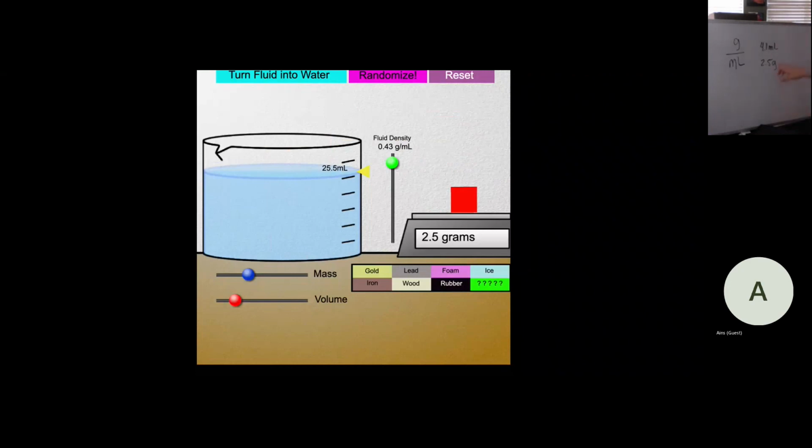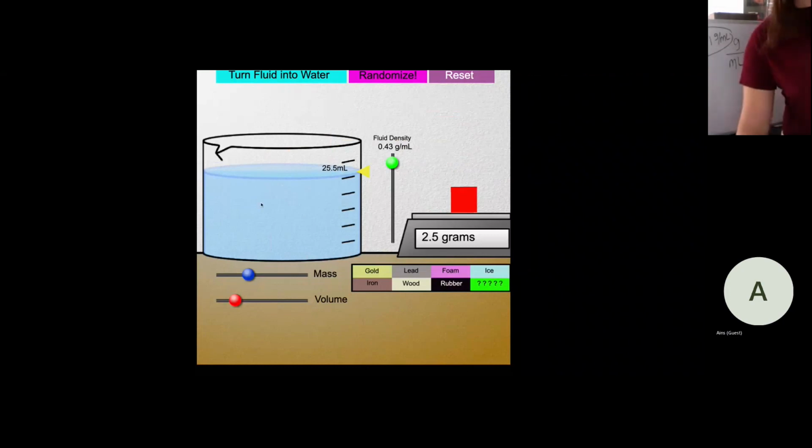So we would divide the mass, the 2.5, by the 4.1. So the density of this thing is going to be 2.5 divided by 4.1. And that's going to give me 0.61 grams per milliliter. So density is important because it lets us predict if substances are going to float or sink.